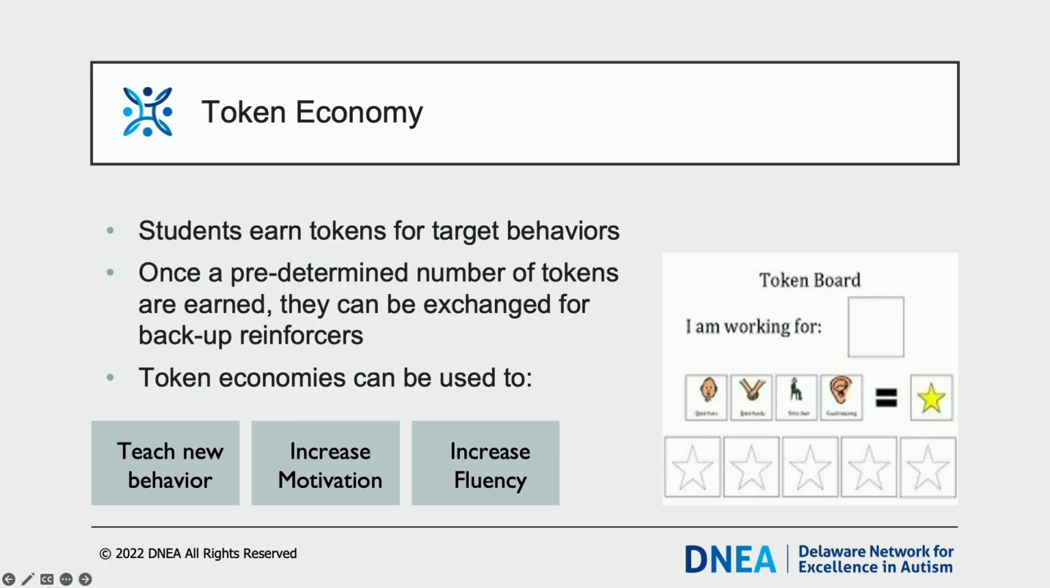For example, a student may move from a first-then visual to a token board, where initially one token earns the reinforcer. Then, you would increase either the number of responses or tokens required for reinforcement or the time until reinforcement is received. On the next few slides, we will talk more about how to implement a token economy.